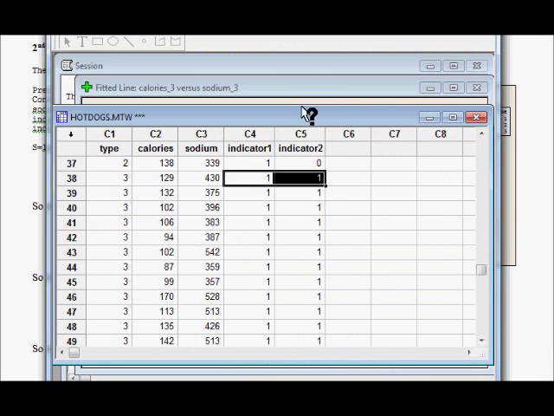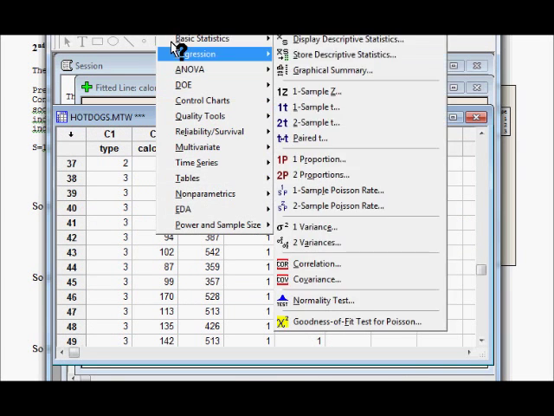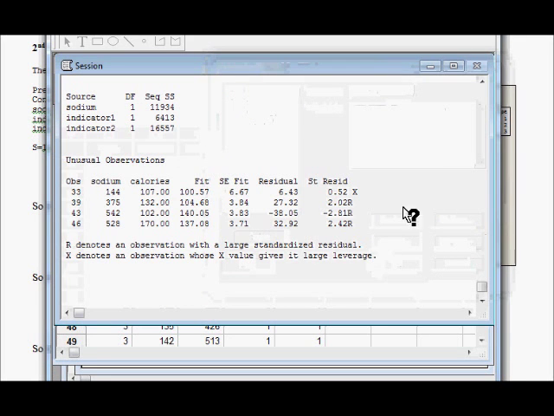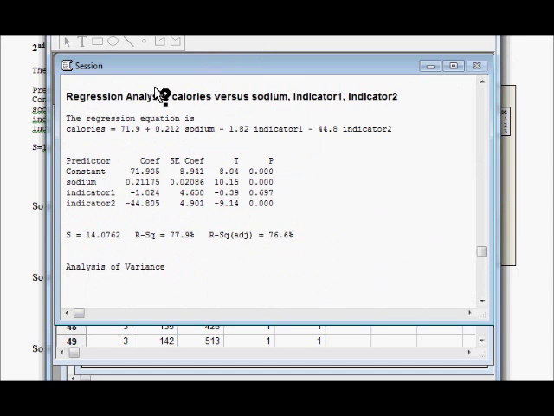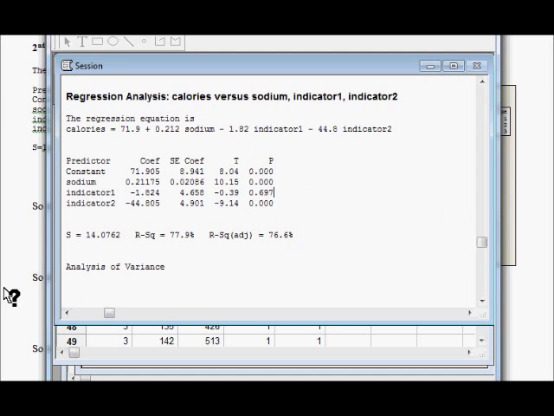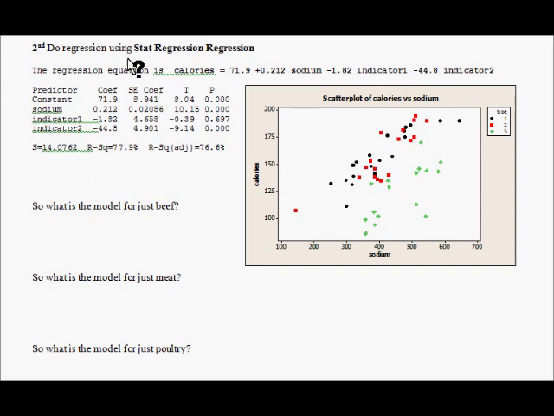So I'm going to do stat, regression. I want calories as my y, sodium, indicator 1, indicator 2 as my x's. I'm not going to worry about the graphs right now because I'm just going to show you what the regression model looks like. We're not going to see if it looks random, all that stuff right now, but just seeing what happens. So here are the results, and here's the model. And that's what we have on our handout, this model up here and the p-values and stuff. So that's what we have right here.